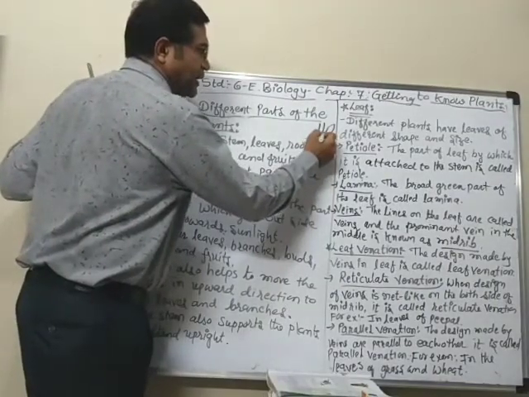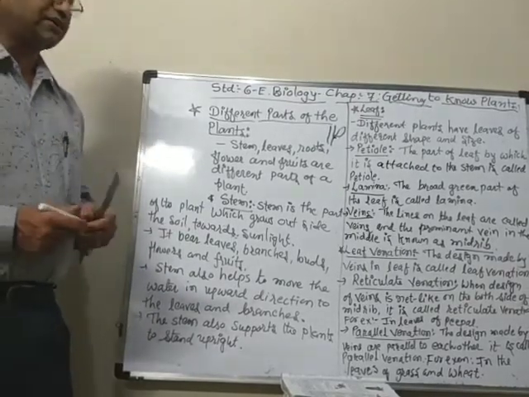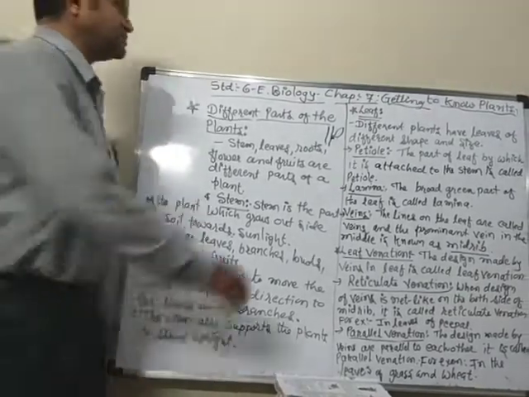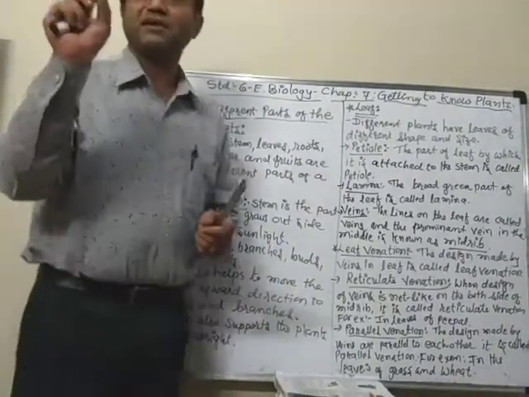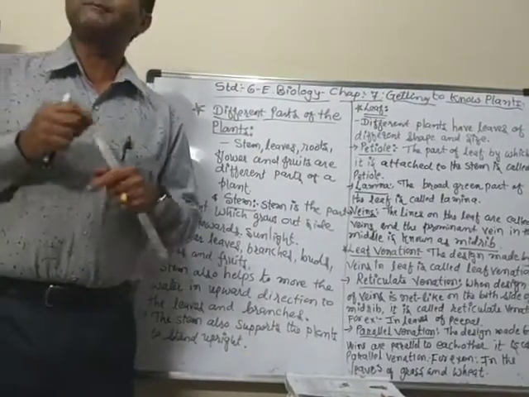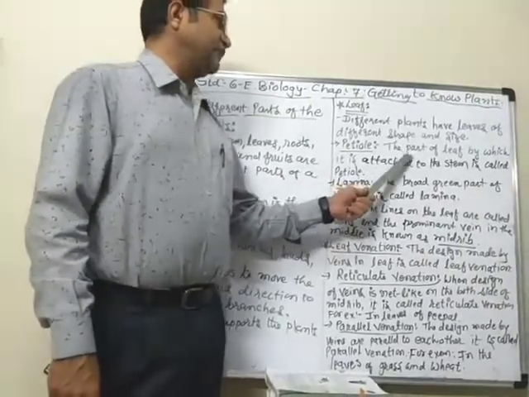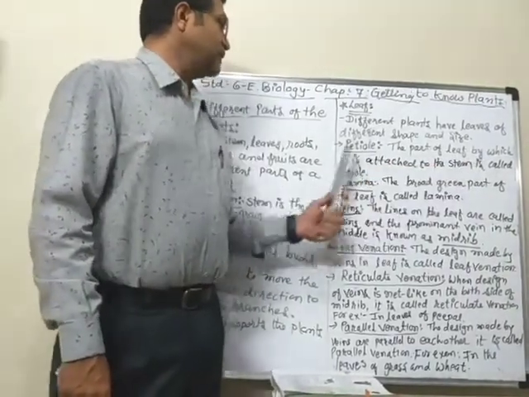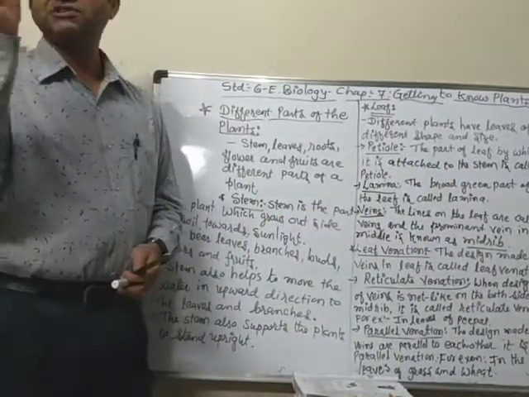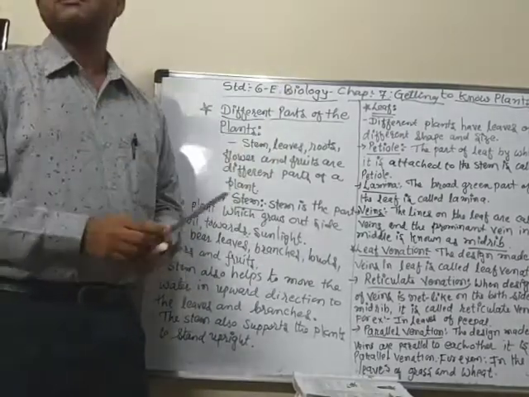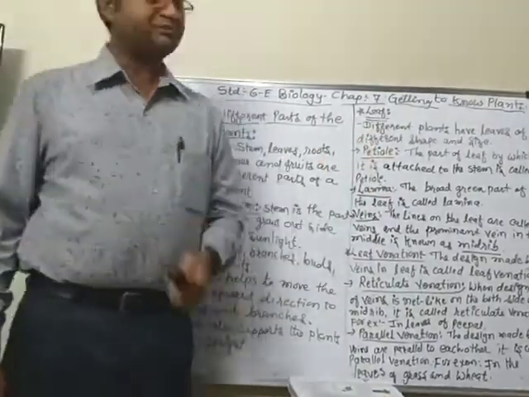So this part by which the leaf is attached to the stem is known as the petiole. Means the small part of the leaf that is attached to the stem of the plant is known as the petiole. So what is petiole? The part of the leaf by which it is attached to the stem is called the petiole. So with that small part, the petiole, it is attached to the stem of the plant.